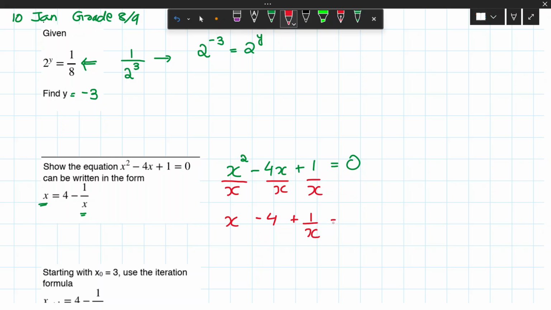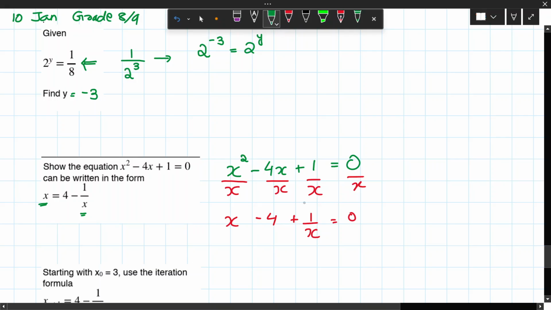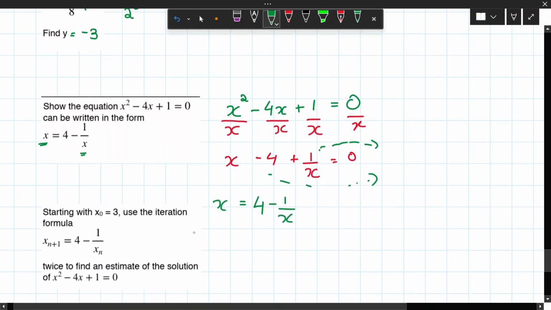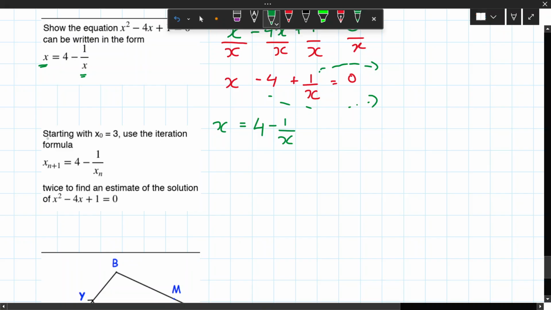And now all I have to do is a bit of transformation. So 0 over x also becomes 0, so we don't have to worry about it. What we're going to do is push this over to the other side, push this also over to the other side, so that becomes x. Negative 4, when you kick it away to the other side, becomes plus 4, plus 1 over x, when you kick it to the other side, becomes minus 1 over x. So you've now got x equals 4 minus 1 over x.